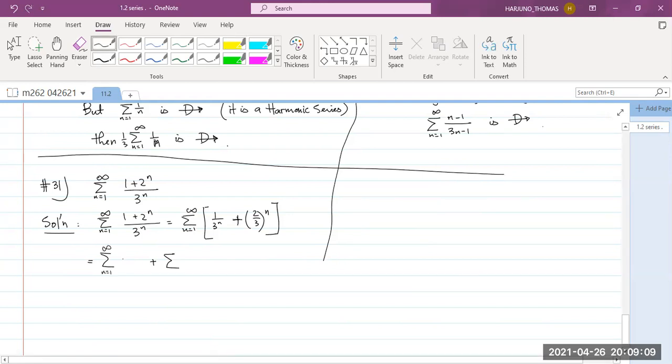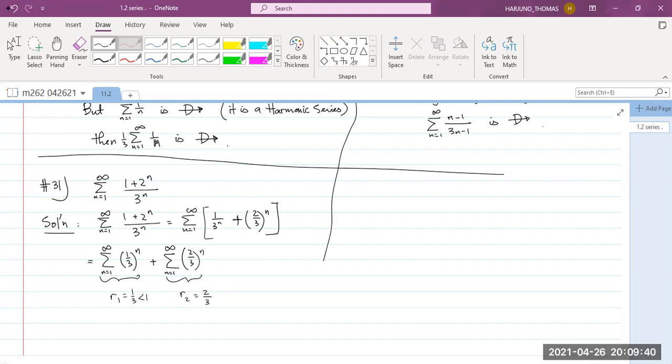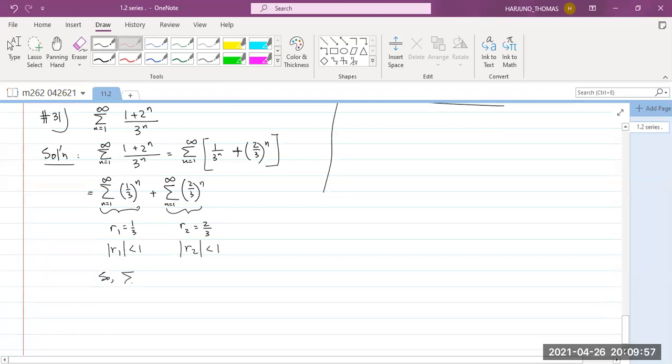The sum from n equals 1 to infinity of 1/3 to the n, plus the sum of 2/3 to the n. You can actually tell already that the first series here has r equals 1/3, and the second series here, the r is 2/3. Both of them have magnitude less than 1. Let me write it this way instead. Okay, so this series is convergent and the other series is also geometric and convergent.